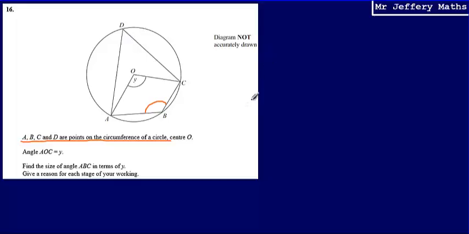The other circle theorem that we could potentially use is that we have been given an angle at the centre. We're told that angle AOC, which is marked, will be Y. What we can then say is that the angle at the centre, again this is another circle theorem, is twice as large as the angle on the circumference. So if I can write this angle ADC in terms of Y, that means I can then write angle ABC in terms of Y. So let's start off by writing ADC.